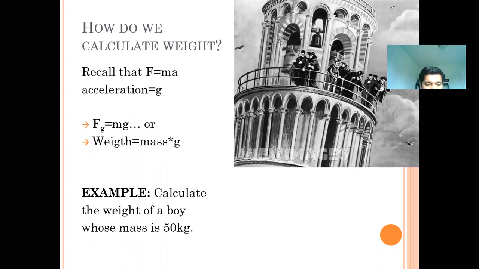Let's go. Example: calculate the weight of a boy whose mass is 50 kilogram. Let me calculate it for you, so that it will be easier for you for other calculations. I know the formula for calculating weight, which is mg. Mass of a boy is given. That's why I can write down 50.